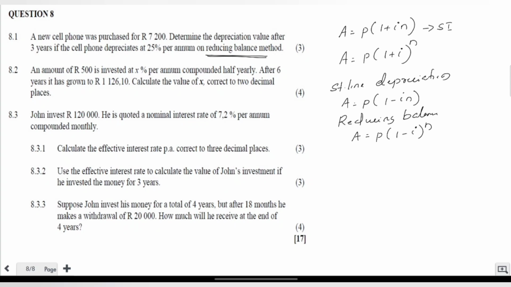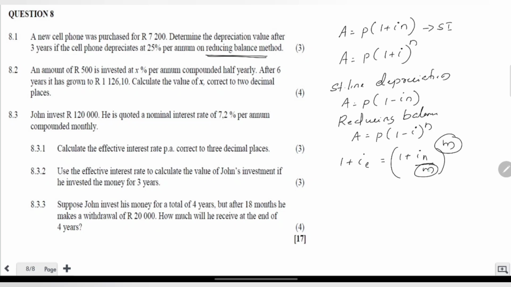Clear? Now another formula that you need to know is the conversion between nominal and effective. That is also one question, 3 to 4 marks. What is that formula? 1 + i effective is equal to (1 + i nominal divided by m) all to the power m. On the left hand side, i is the decimal form of the percentage. i effective is the effective interest rate, and on the right hand side is the nominal interest rate.